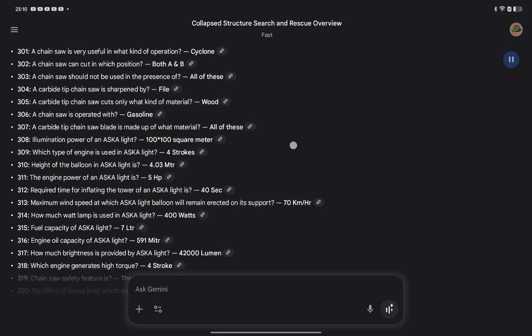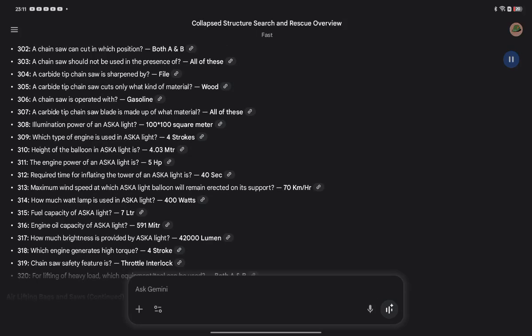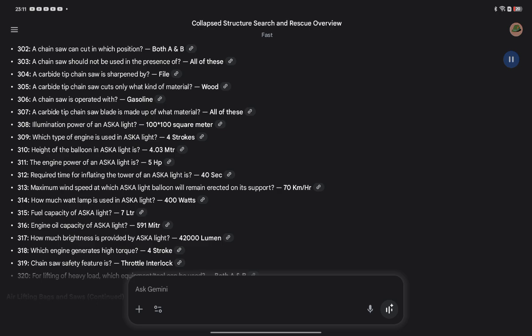304. A carbide tip chainsaw is sharpened by file. 305. A carbide tip chainsaw cuts only what kind of material? Wood. 306. A chainsaw is operated with gasoline. 307. A carbide tip chainsaw blade is made up of what material? All of these. 308. Illumination power of an Asker light?